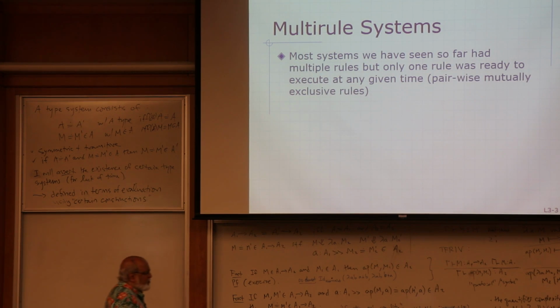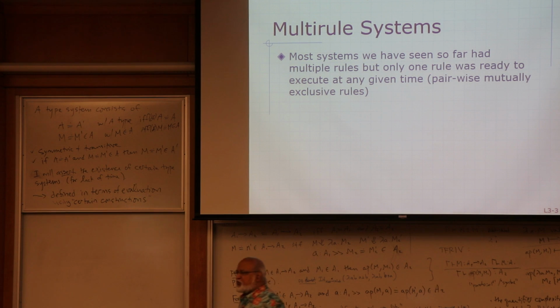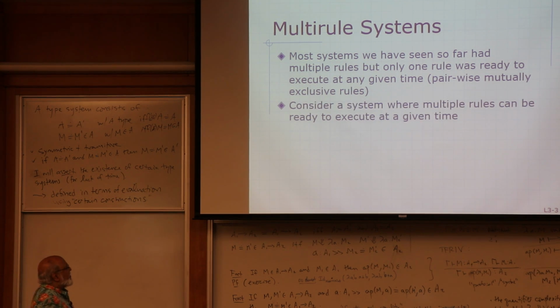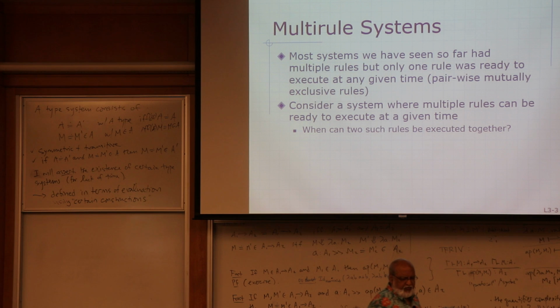Okay, so multi-rule systems. Most systems we saw last time, even if they had multiple rules, had rules that were all mutually exclusive. So now we are interested in systems which have multiple rules, but many rules may be enabled together or can fire concurrently. So what we want to do is talk about such systems.